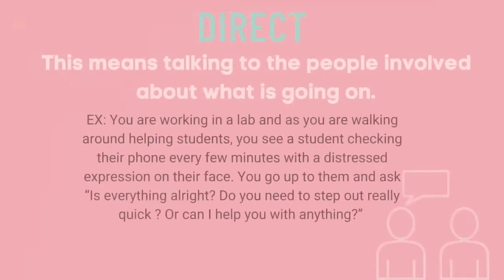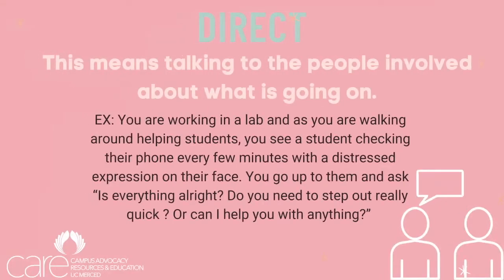The first way of intervening is to be direct. This means talking to the people involved about what is going on. It can be talking to the person you think is hurting and telling them to stop, or checking in with the person you think is being harmed and seeing if they're okay. For example, you're working in a lab, and as you're walking around helping students, you see a student checking their phone every few minutes with a distressed expression on their face. You go up to them and ask, "Is everything all right? Do you need to step out really quick? Or can I help you with anything?" This is a form of directly intervening. However, not all people are comfortable being direct in all situations, so that's why we have other strategies.